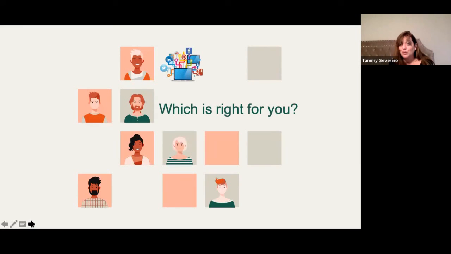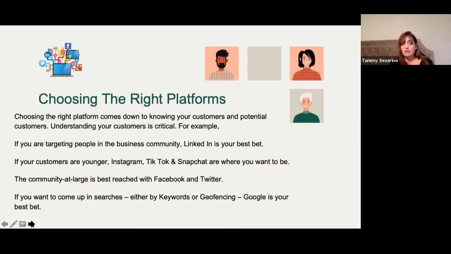So with all of those options on the table and a limited budget, which one is right for you? So let's talk about choosing the right platforms. It really, really comes down to knowing your customers and knowing who the potential customers for your business are. So understanding your customers and being flexible, meeting them where they live, that's what's critical.